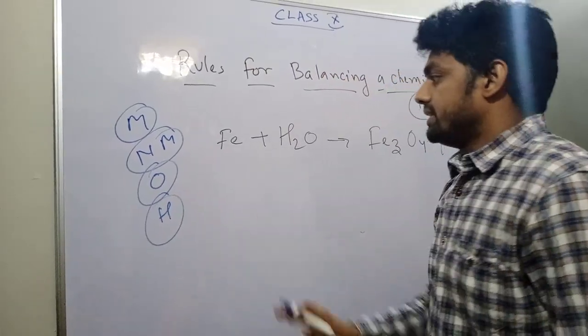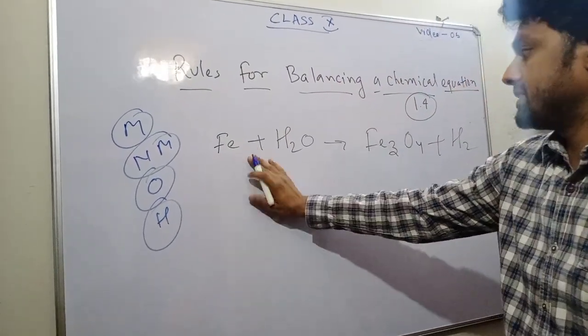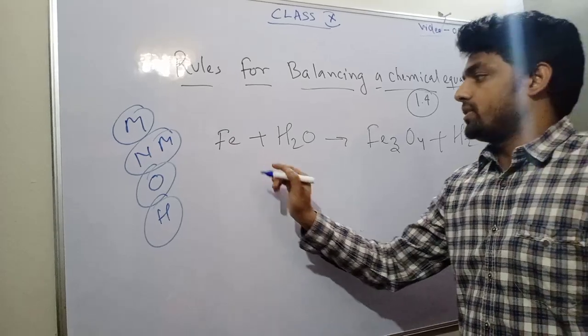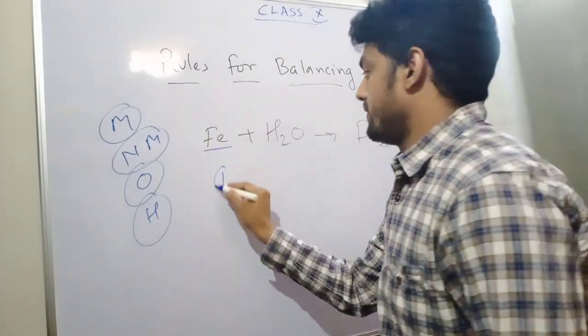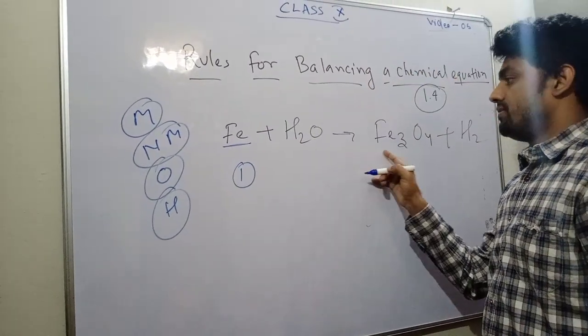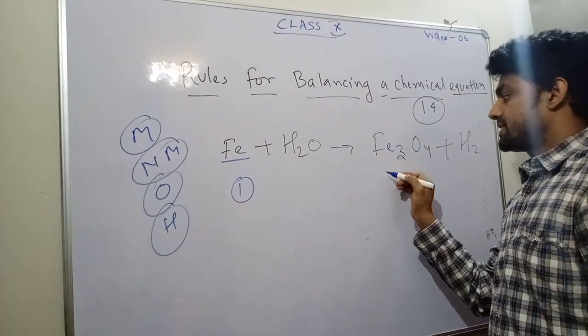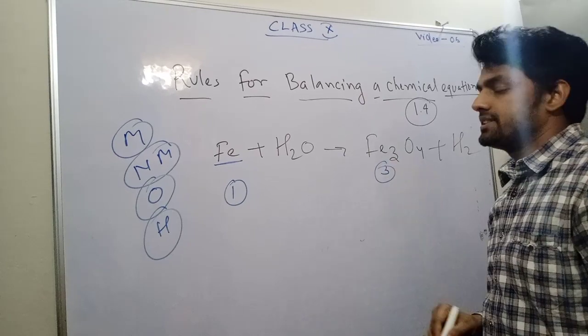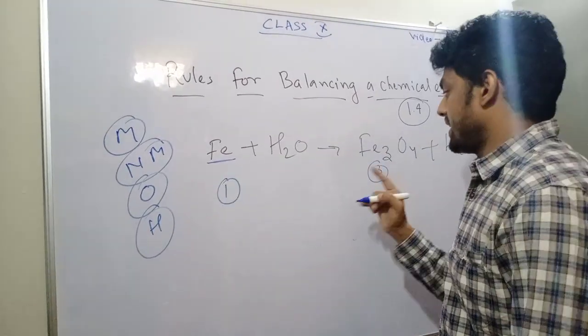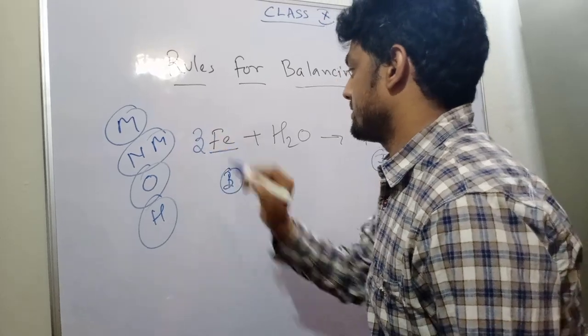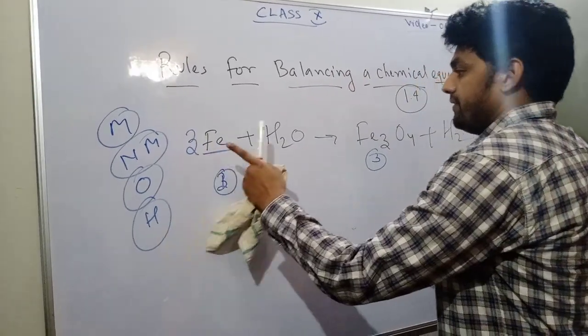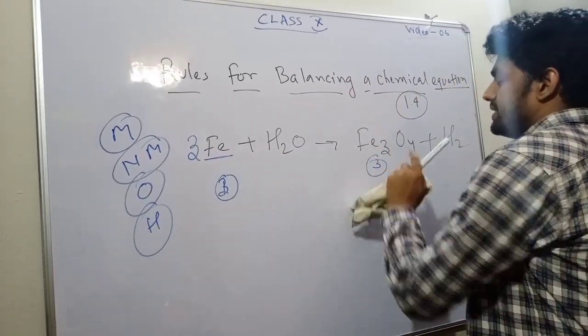In this given equation, Fe is a metal. Suppose the number of Fe on the reactant side is 1. The number on the product side is 3. Is it balanced? No, it's not balanced. To make it balanced, we will write 3 in front of it. Now Fe is 3, it is balanced.